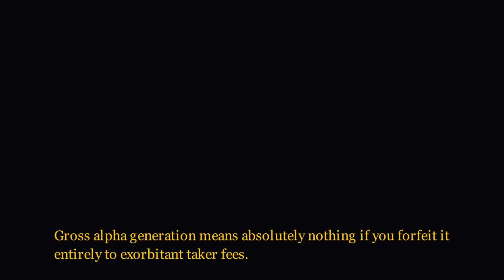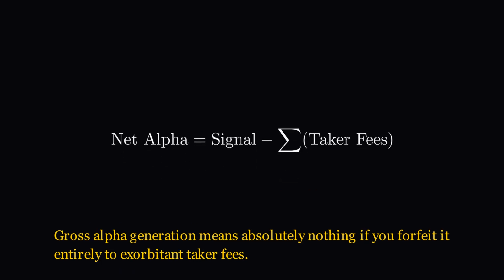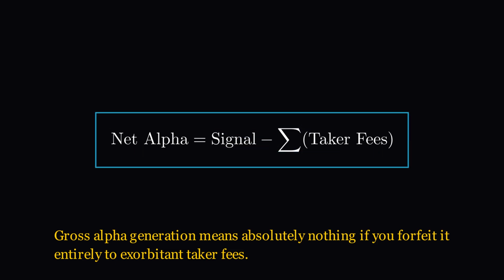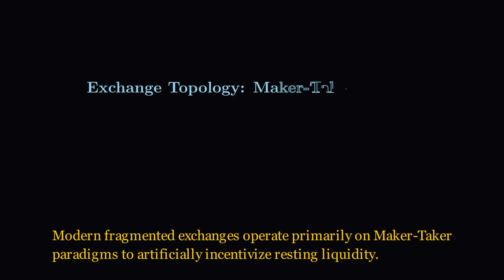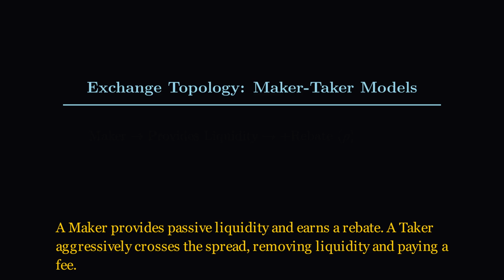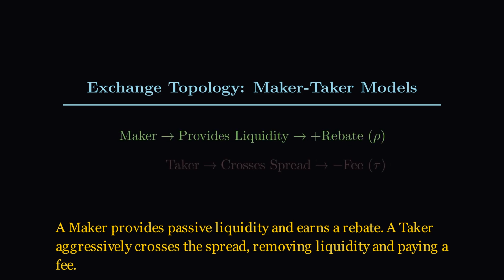predators. Gross alpha generation means absolutely nothing if you forfeit it entirely to exorbitant taker fees. Modern fragmented exchanges operate primarily on maker-taker paradigms to artificially incentivize resting liquidity. A maker provides passive liquidity and earns a rebate. A taker aggressively crosses the spread, removing liquidity and paying a fee.